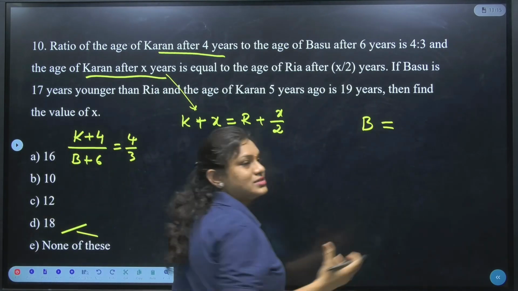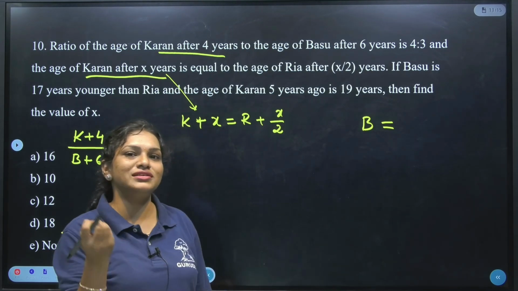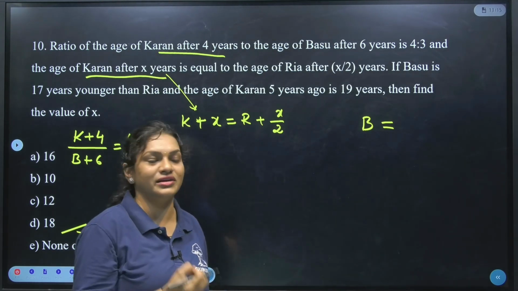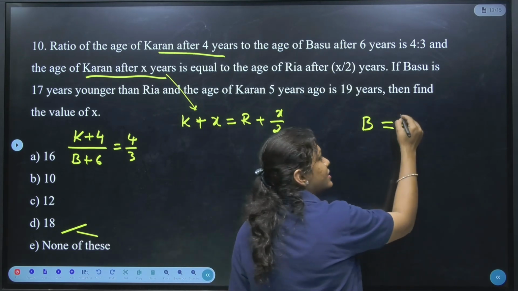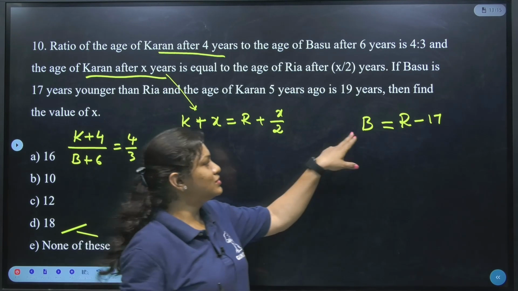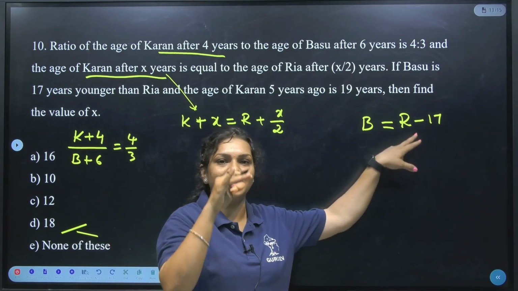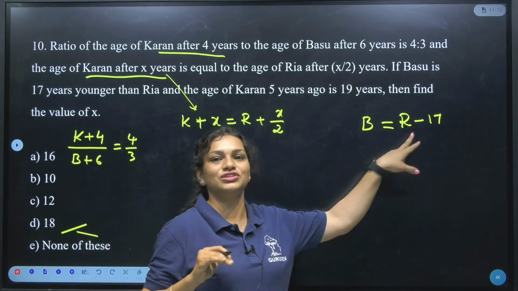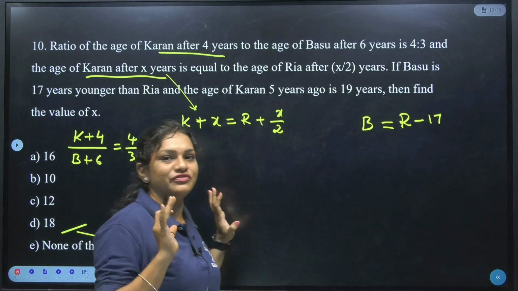I don't know the age of Riya, but Basu is 17 years younger than Riya. In the sense, can I take R minus 17? Just try to analyze once again. Basu's age is 17 years younger than Riya. So it is B equals R minus 17. I hope it is clear for everyone.